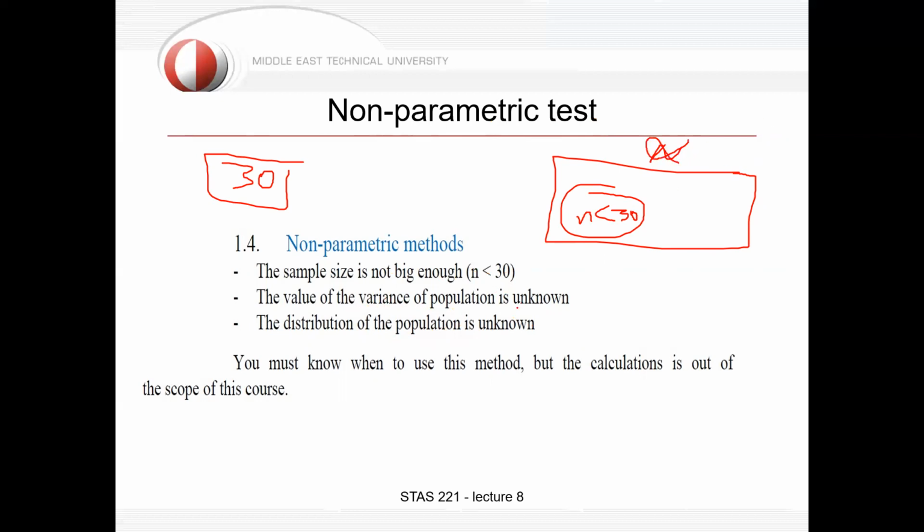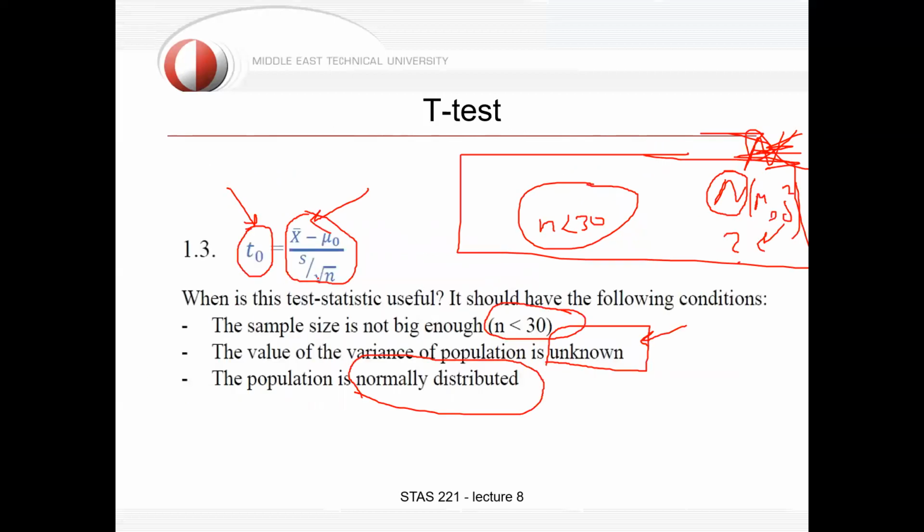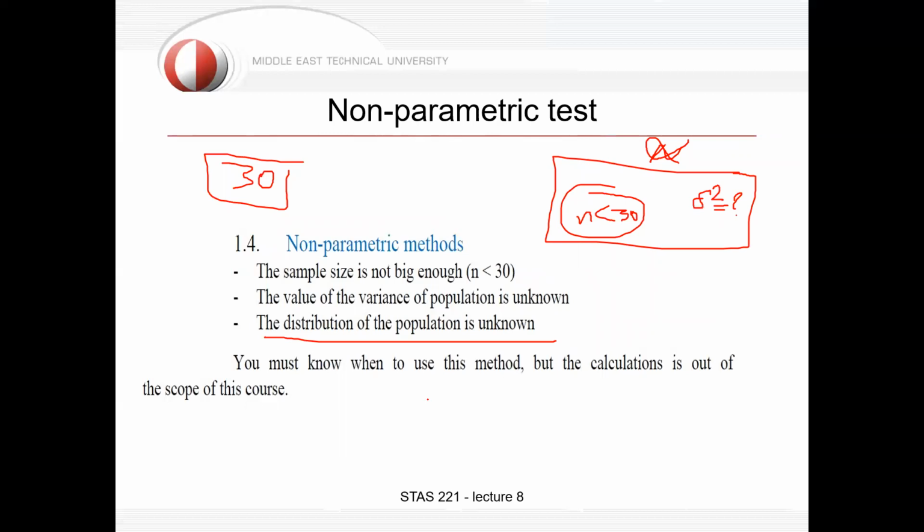And at the same time, I don't have any information about the variance of the population. Okay, this one is unknown. So we have too many problems now. I don't know about the population distribution, because if I knew, just compare this one with the previous one. You see, they are very similar. The only difference is that this one has a population which is normally distributed, this one not.